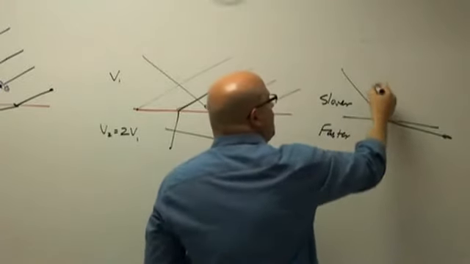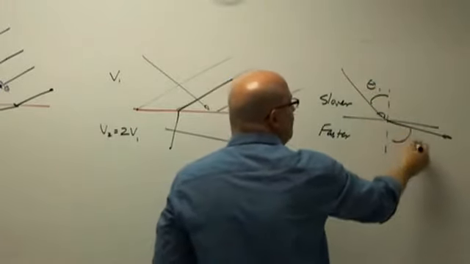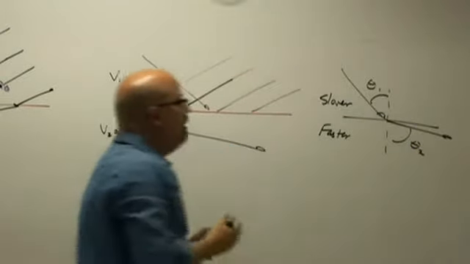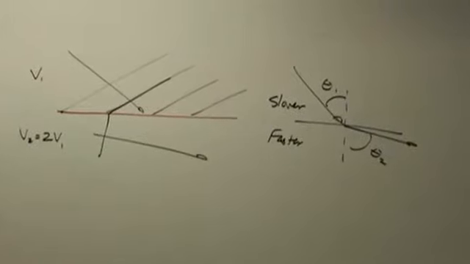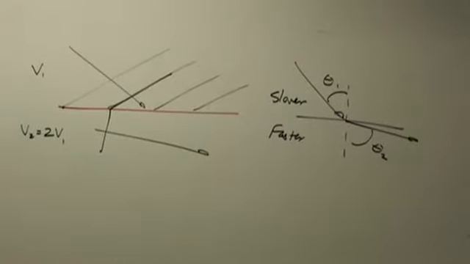Here's my normal. Here's my theta incoming. Here's my theta outgoing. Wherever you're going faster will be the bigger angle. Does that make sense? All right?